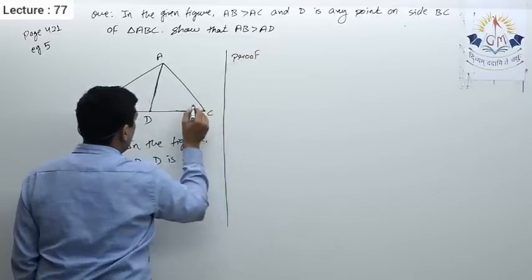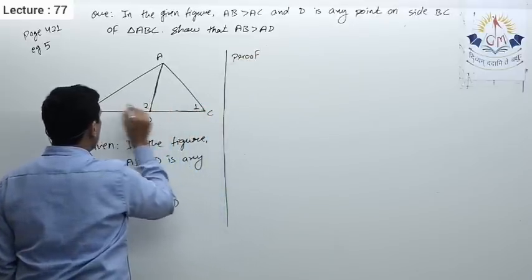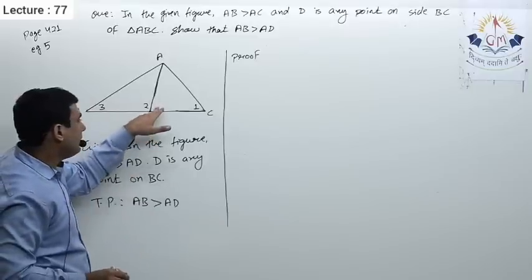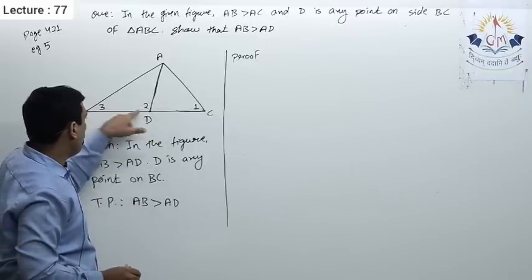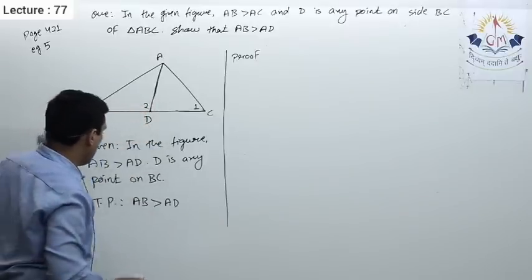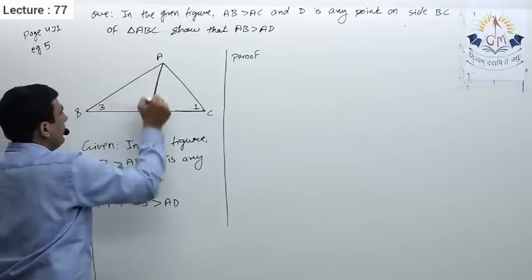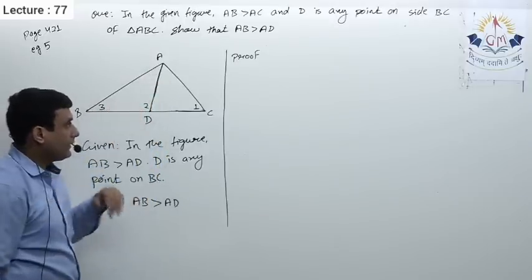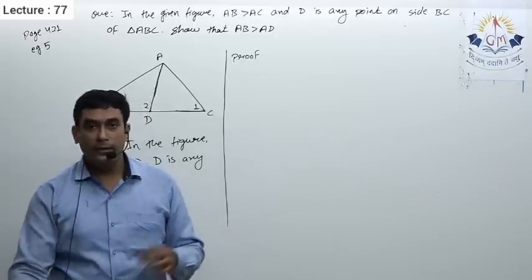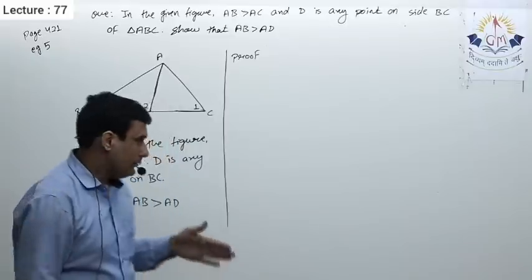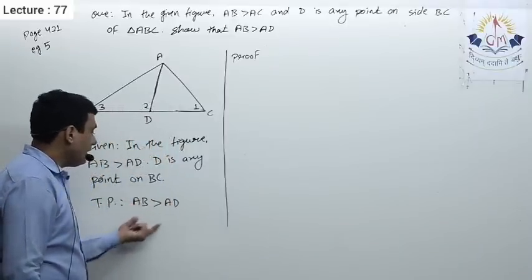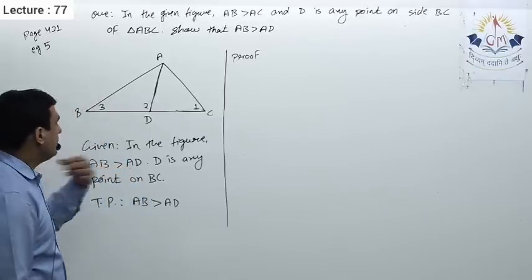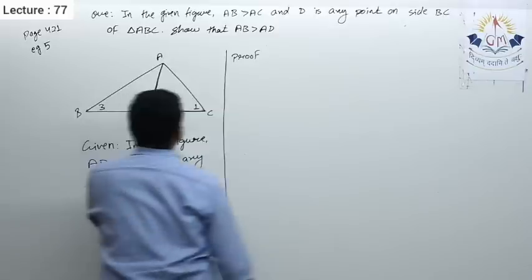I'm saying this is angle 1, this is angle 2, and this is angle 3. I name only these three angles because I have to find a relation between AB and AD, so obviously I need these angles. As I told you in the previous sum, if it is not possible to find the relation between the sides directly, we always try to find the relation between the angles.